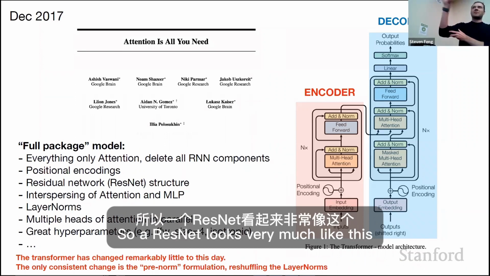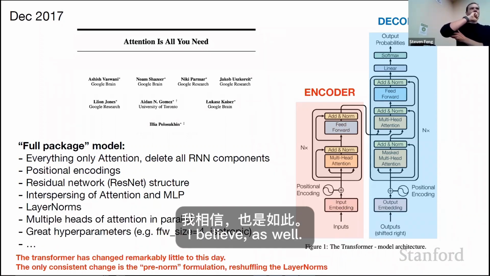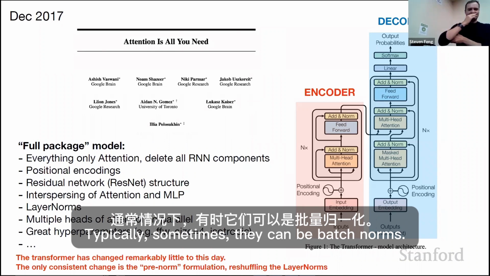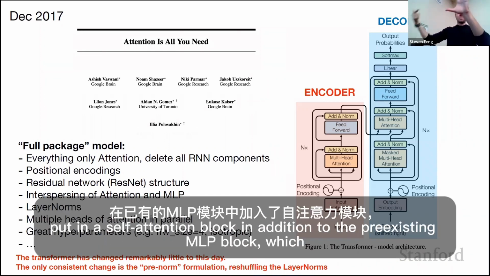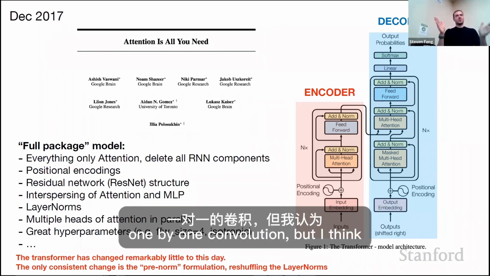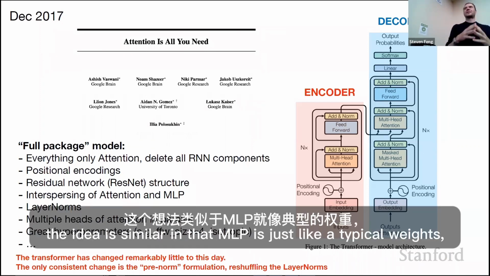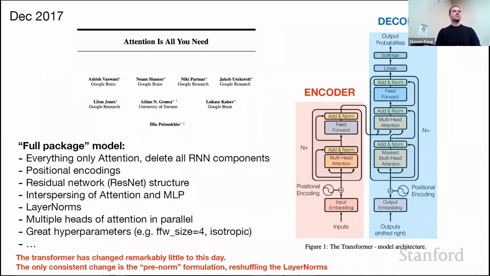So a ResNet looks very much like this, except you can use layer norms in ResNets, I believe, as well. Typically, sometimes they can be batch norms. So it is kind of like they took a ResNet and put in a self-attention block, in addition to the pre-existing MLP block, which is kind of like convolutions. The MLP would strictly speaking be a one-by-one convolution. But I think the idea is similar in that the MLP is just a typical weights, nonlinearity, weights sort of operation.